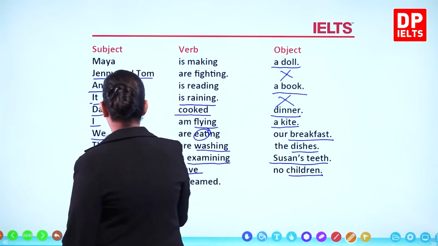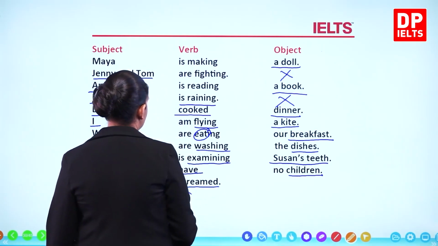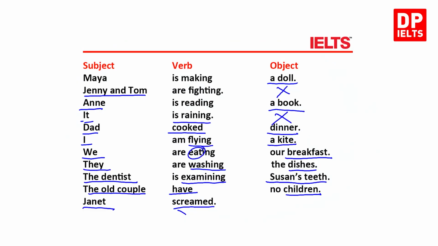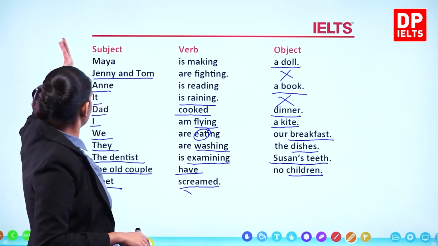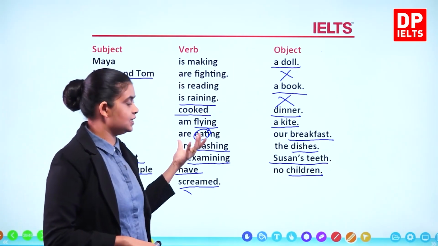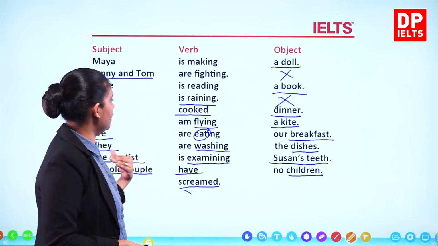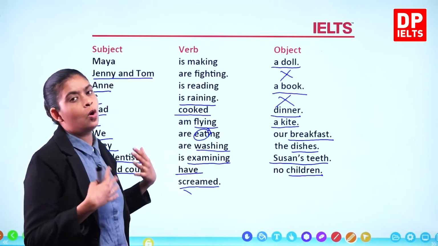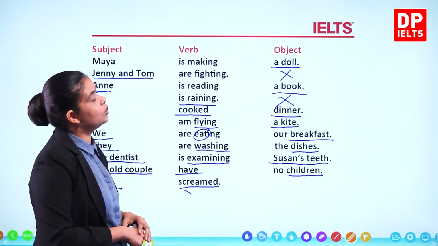Janet screamed. Who screamed? Janet. What is the activity? Screamed. Right? Janet screamed. Janet என்பது subject, screamed verb, but இந்த சென்டென்ஸ்ல object இல்ல. So here the person or the thing that is doing the activity is the subject. The activity itself is called the verb. What, or rather who or what is receiving the action is called the object.